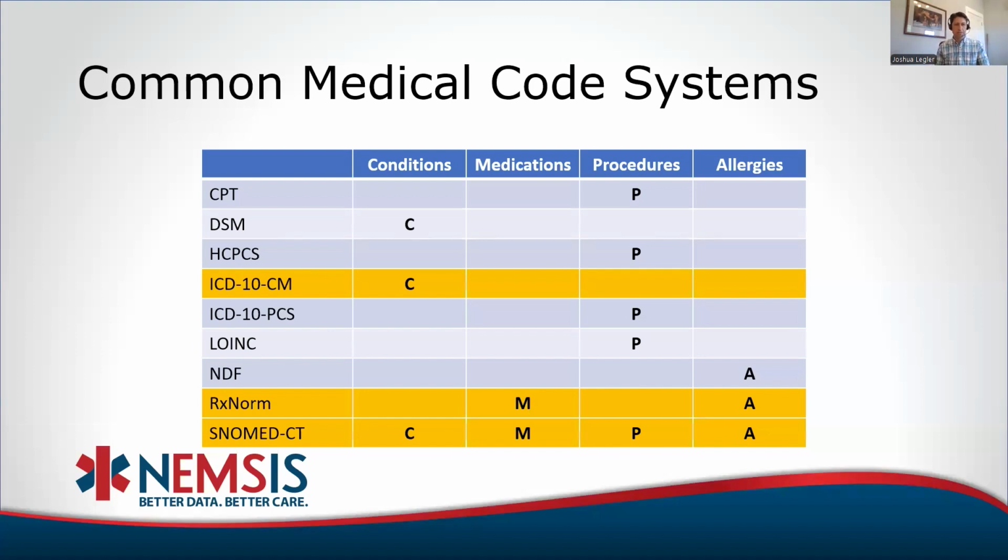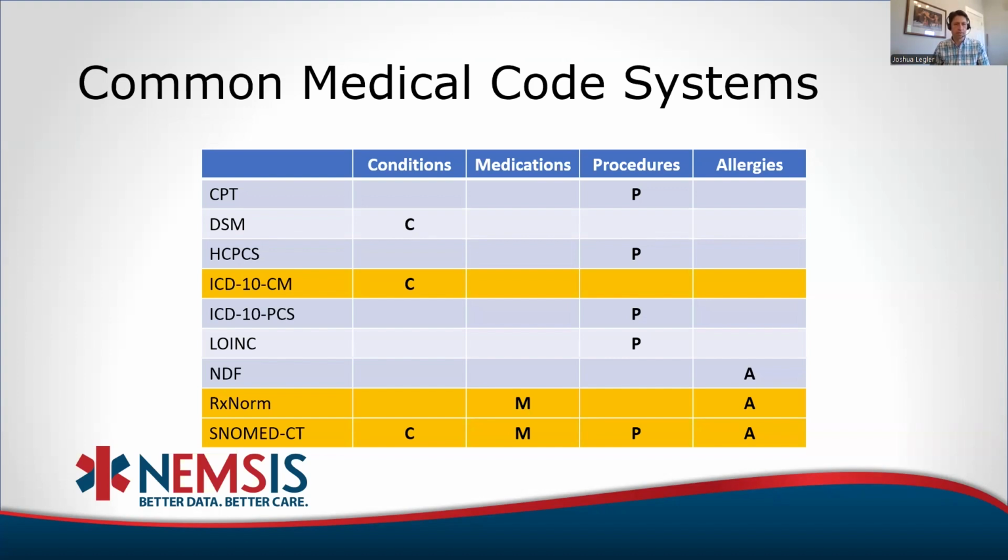There are lots of common medical code systems out there. I've put together a list here of some of the most common ones and indicated what kind of aspects of healthcare or medical care they cover. So conditions, medications, procedures, allergies. The ones I've highlighted here are the ones that we're going to dive into today because they are used in the NEMSIS data standard. I'll note that ICD-10 PCS is also used in the NEMSIS data standard for hospital procedures.